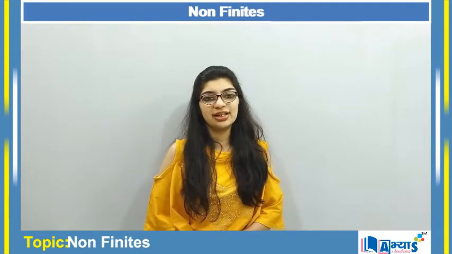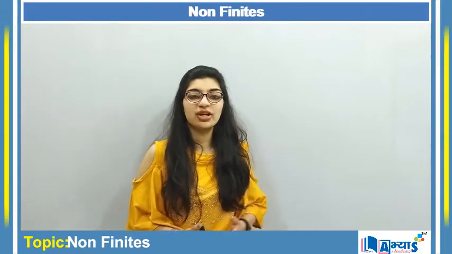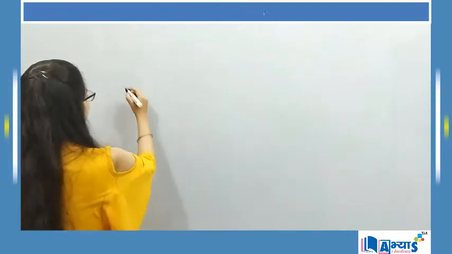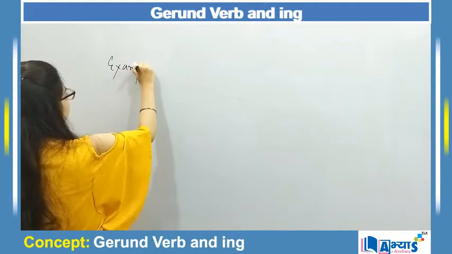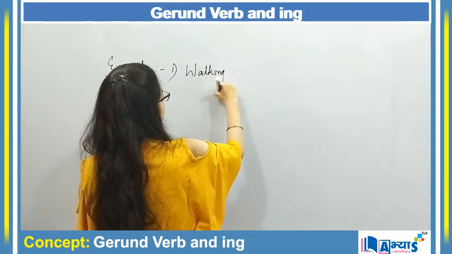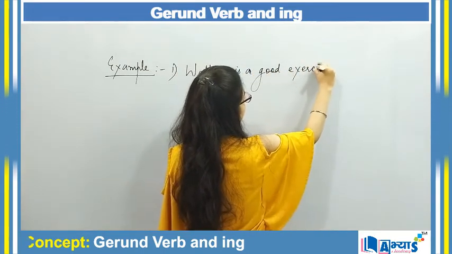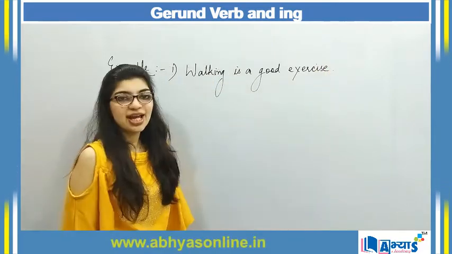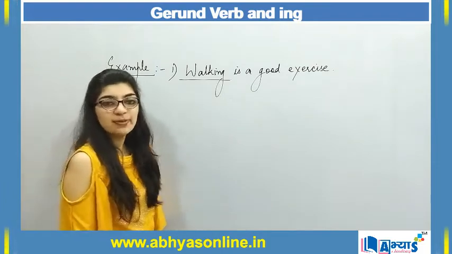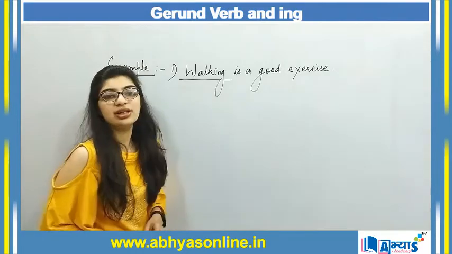So here we are discussing gerunds, and now we are going to understand some examples, and we will see how gerunds act as a noun as well as a verb. The first example that we can consider is, walking is a good exercise. When we say walking is a good exercise, we can see that the verb here is walking, and when the verb is followed by ing, it is referred to as a gerund. So again, walking here is considered to be a gerund.